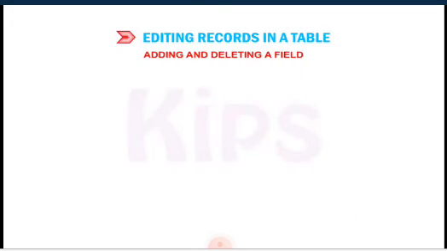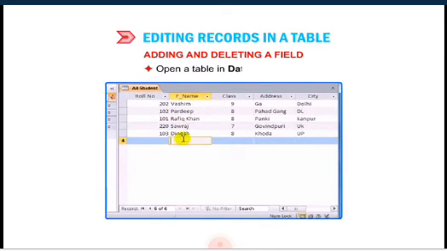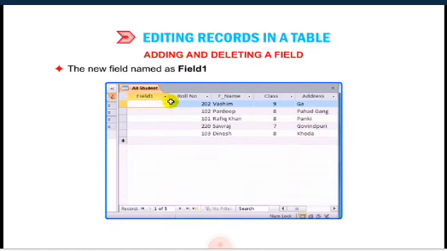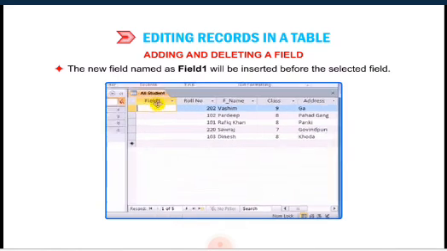Adding and deleting a field. Open a table in database view. Right-click on the field name where you want to insert a field. The context menu appears. Select the Insert Field option. The new field named Field 1 will be inserted before the selected field.